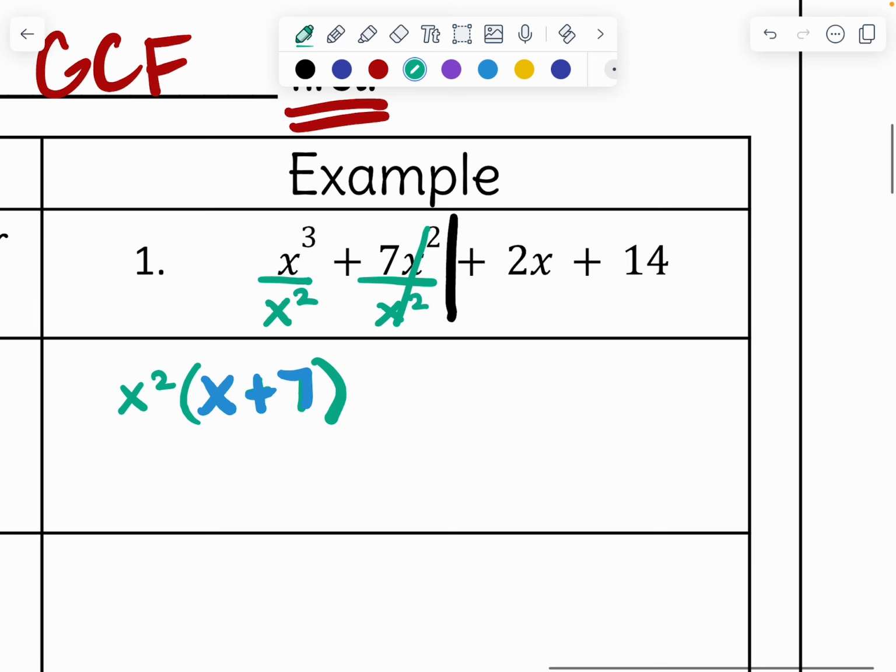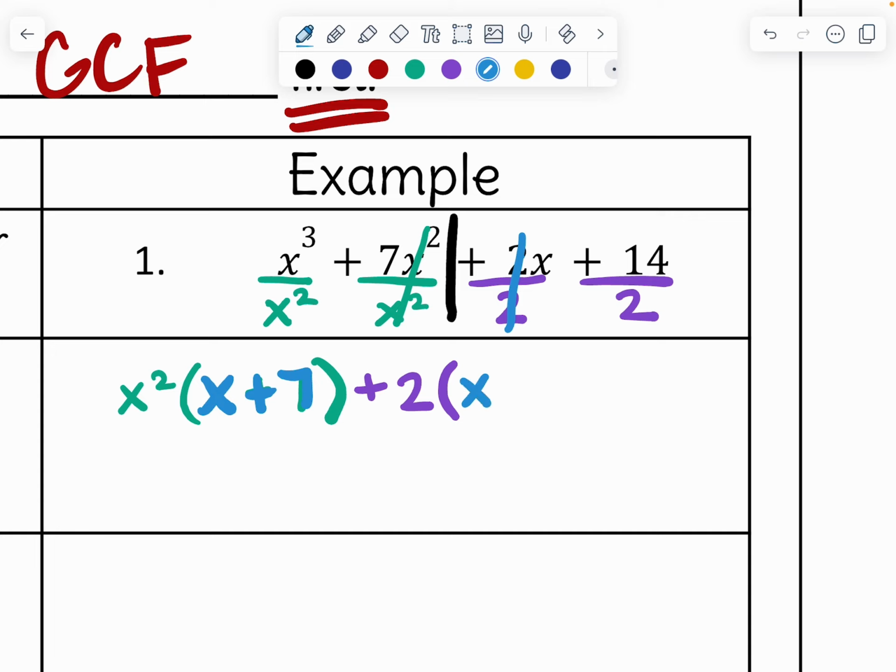Okay, so now we can look at the second pair. And we are going to look for a greatest common factor for 2 and 14. Well, 2 and 14 have a greatest common factor of 2. So we are going to write plus 2 because it's a positive 2 and a parentheses. Now we divide again. 2 divided by 2 is 1, so that cancels out. So now we just bring down x. 14 divided by 2 is positive 7.